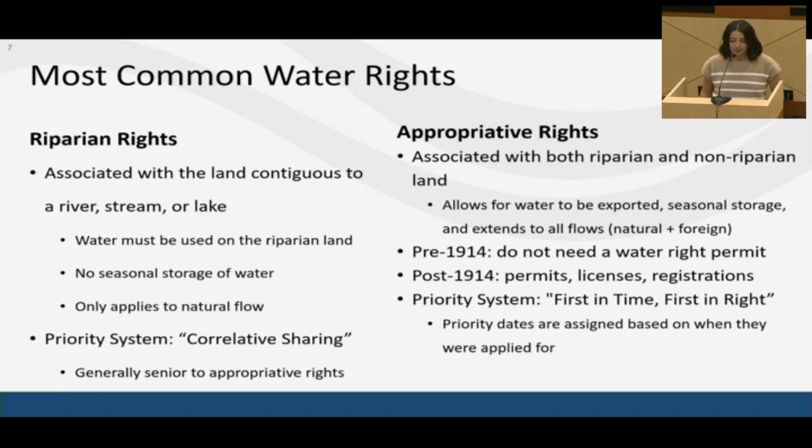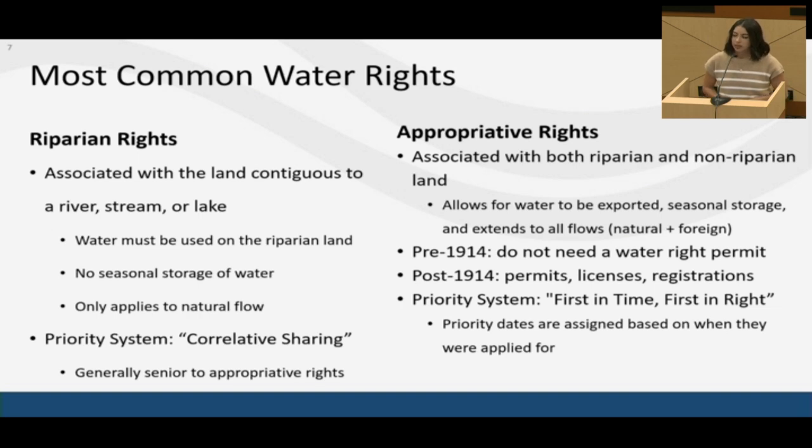So I'll get into both of these in a bit more detail. First, we have riparian water rights. So if a property is adjacent to a water body, such as a river or stream, then the property has a riparian water right. Water can only be used on that parcel, not exported out of the watershed or transported elsewhere, or stored seasonally for times when there's less water available. Additionally, a riparian diversion only applies to natural flows. You cannot divert flows that are foreign or imported from elsewhere under a claim of a riparian water right.